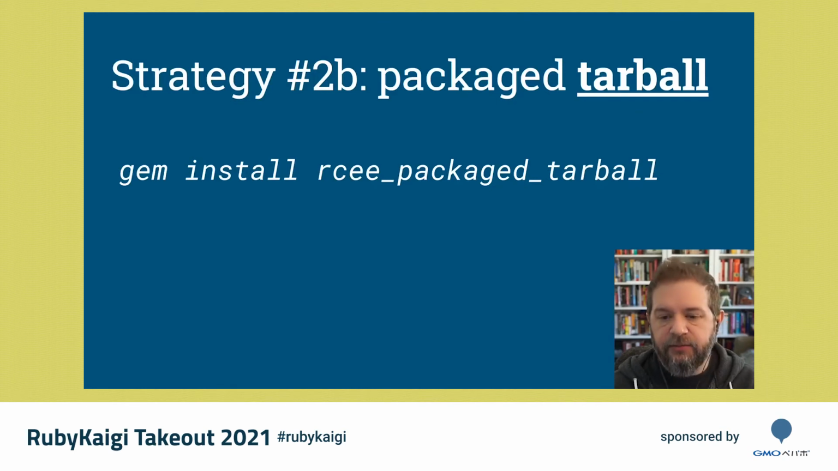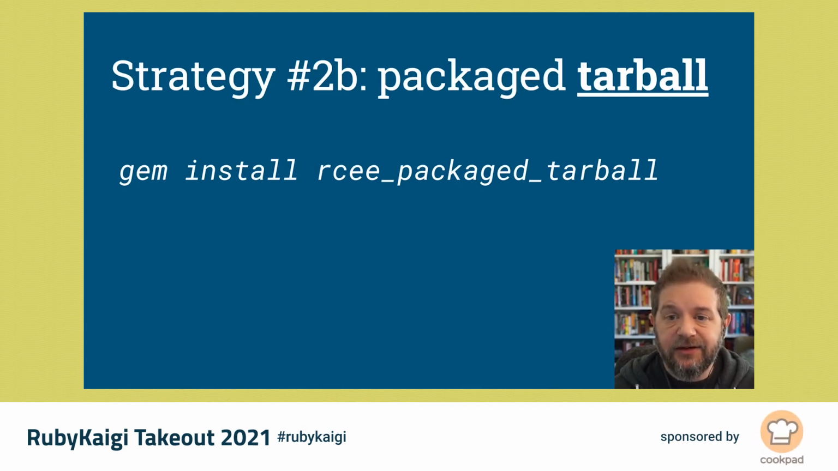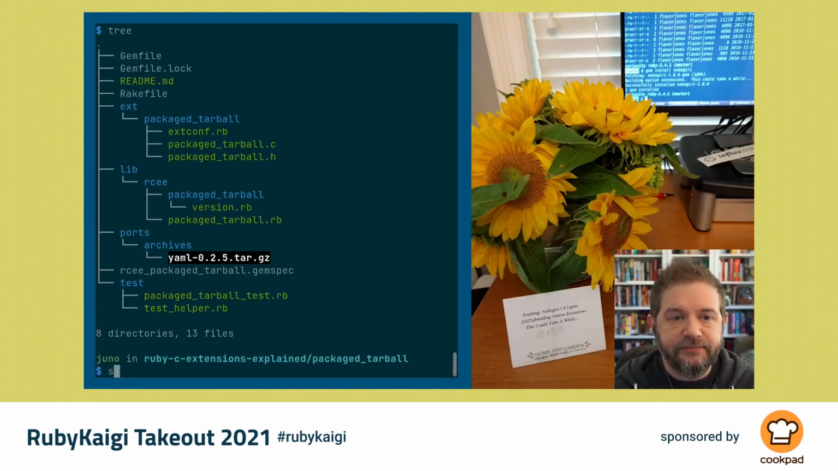So many third-party libraries have their own build process based on tools like autoconf or CMake. For those libraries, it might be really challenging to just copy the C files and let makefile compile them. In those situations, it is possible to package the entire upstream tarball and use that at installation time. So once again, I've got a working example named packaged tarball. Looking at the project directory, we can see a new directory named ports that contains the upstream tarball for libyaml.